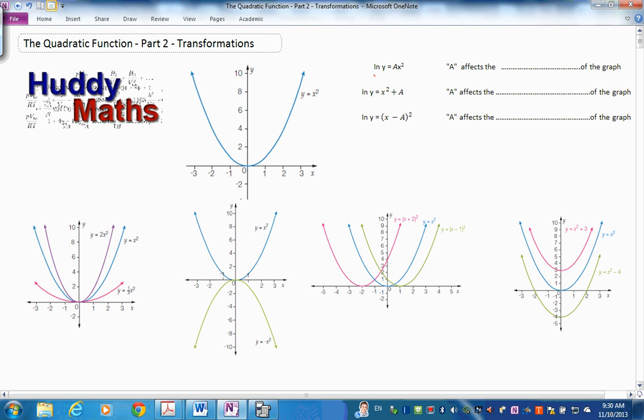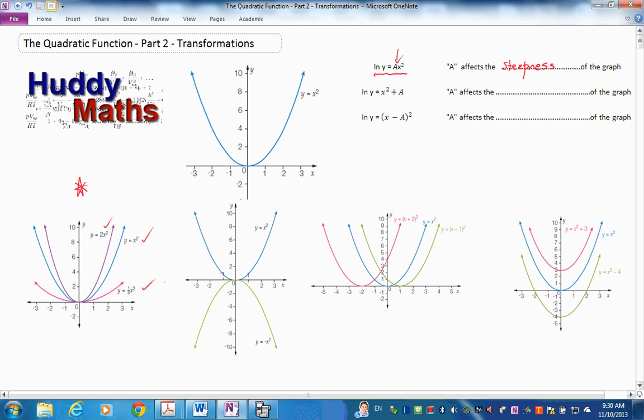Look at this one here. In y equals ax squared, what does that a do? It affects the steepness of the graph, doesn't it? The steepness of the graph. And if you come over to the right here, I've got some examples. 2x squared is steeper than x squared. Half x squared is less steep, or wider. Narrower, wider, and all those words you can use as well.